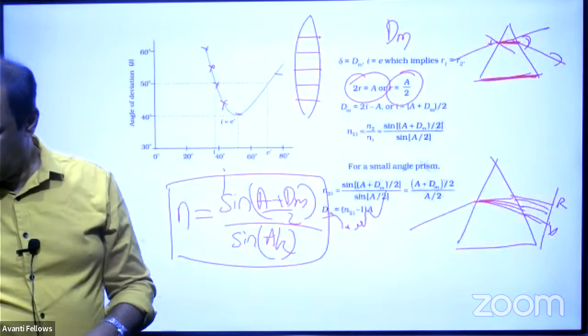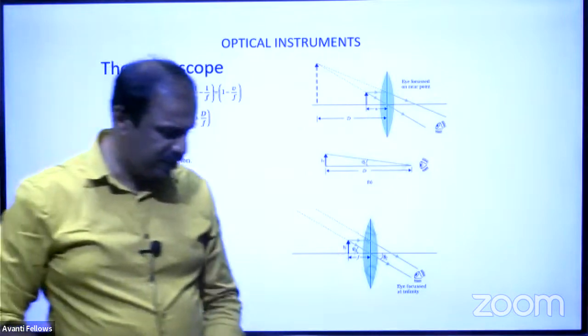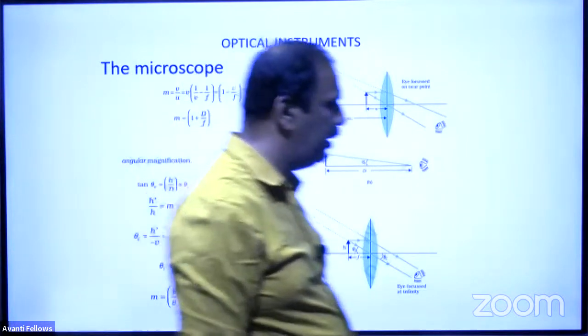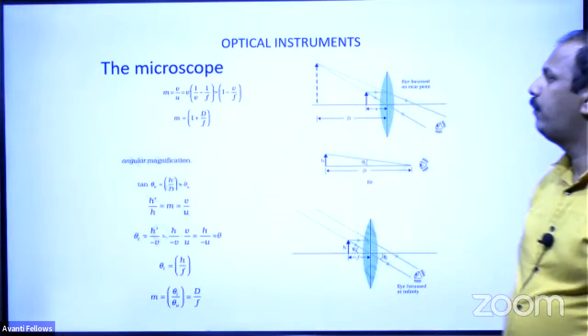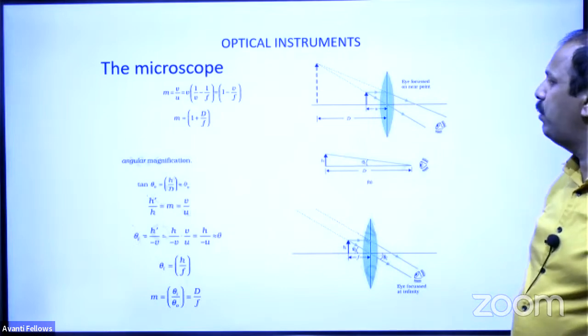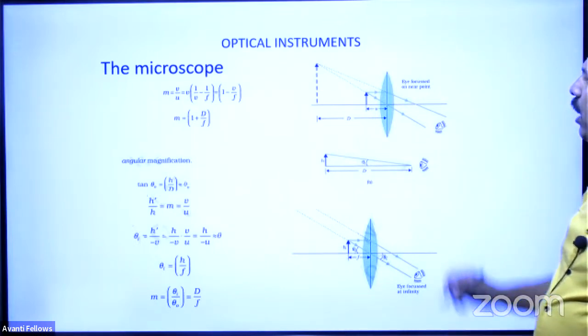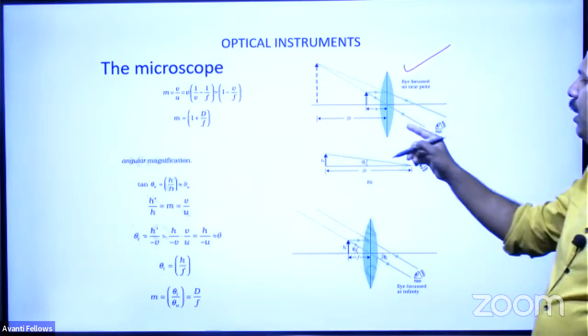Now, we will move to the optical instruments. In these optical instruments, first we will discuss the microscope. In the microscope, first we will discuss a simple microscope. A simple microscope means just one small lens only. Okay, a simple lens is there.